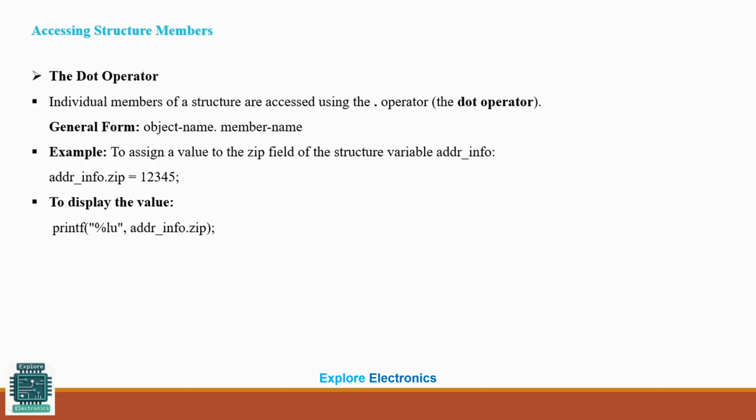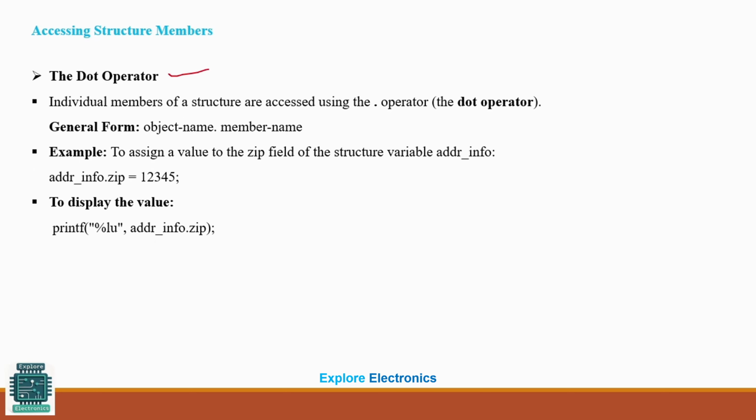Let us move on. Next one, how to access structure members. Now we have understood how to declare a structure, and that's for three variables. And we have also seen what happens when we want to declare one variable. Now let us see how to access the structure members. For that we will use the dot operator.